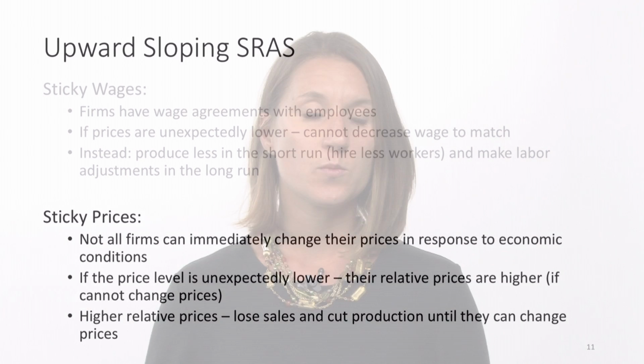So because of sticky wages and sticky prices, what we observe is that firms in the short run respond to different price levels by changing the quantity supplied. So that at high price levels, we have a high short-run quantity supplied, and at low price levels, we have a low short-run quantity supplied, and therefore an upward sloping short-run aggregate supply curve.